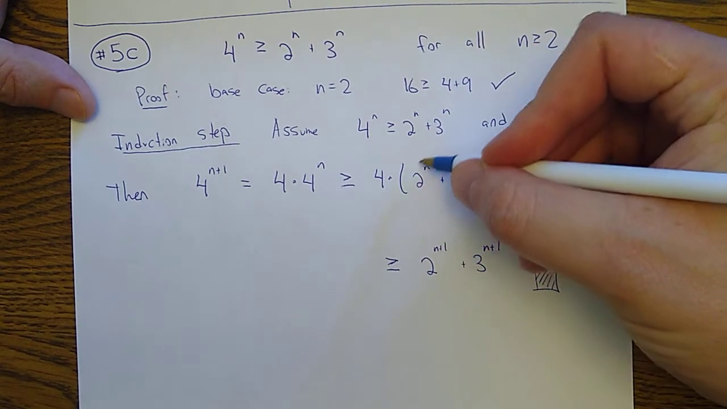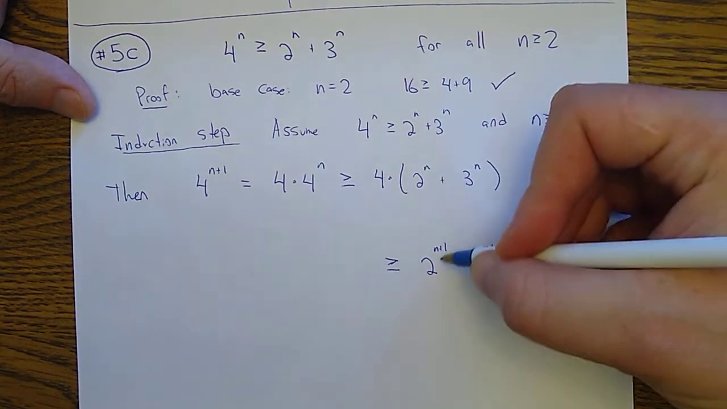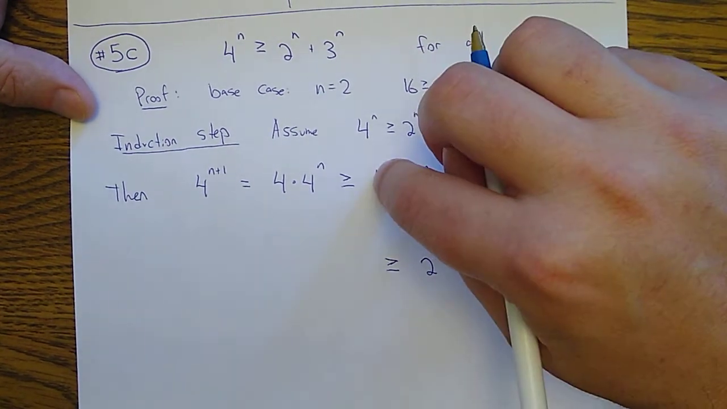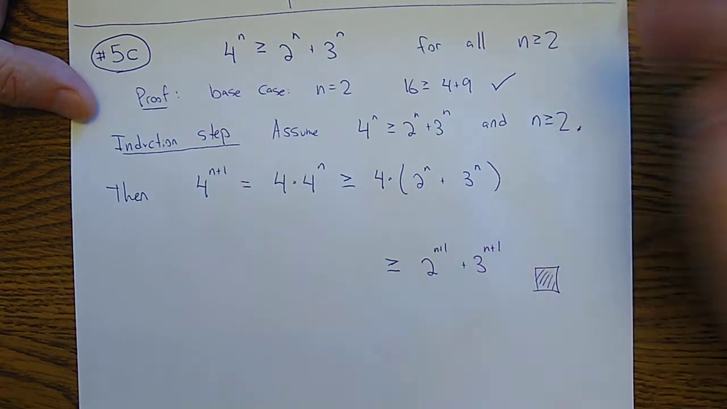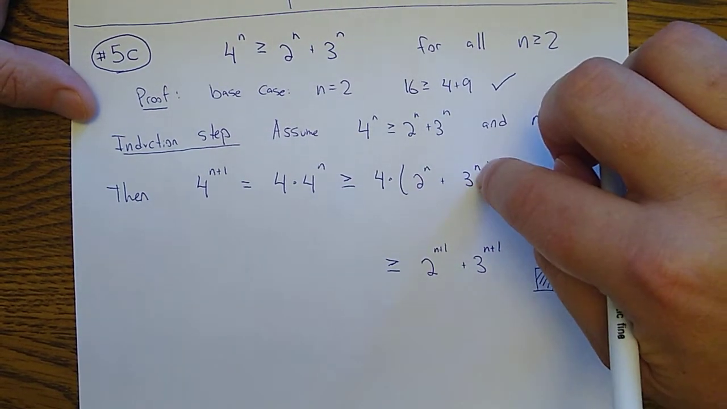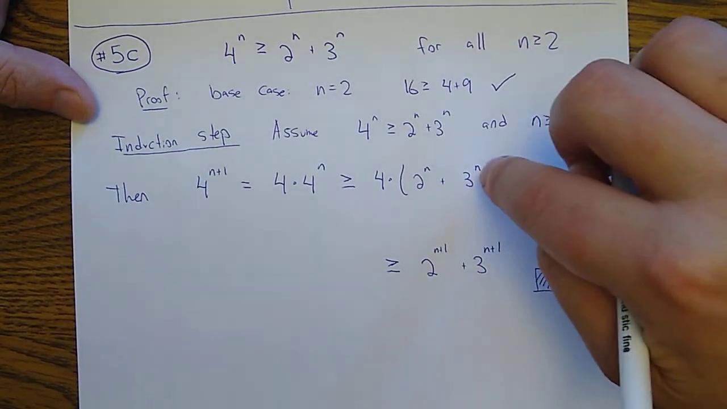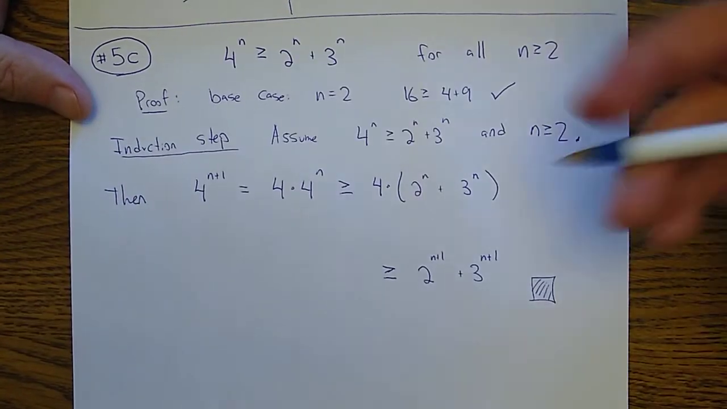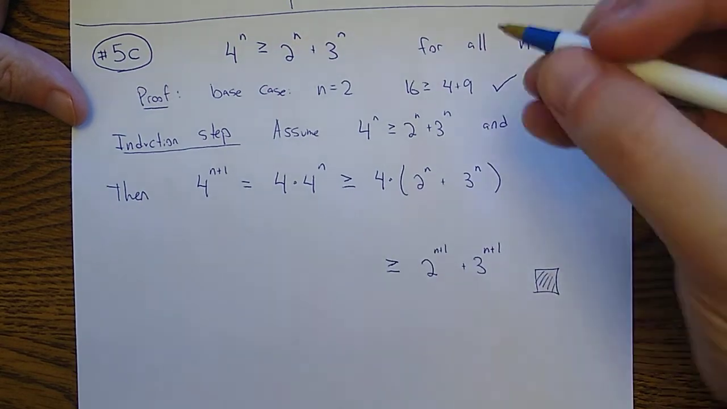Because if I multiplied this one by 2, I would get this one. But I'm not multiplying it by 2, I'm multiplying it by 4, so it would be even bigger. And if I were to multiply this one by 3, I would get this one. Of course, I'm not multiplying this by 3, I'm multiplying it by 4, which makes it even bigger. So I think I really see it from here.